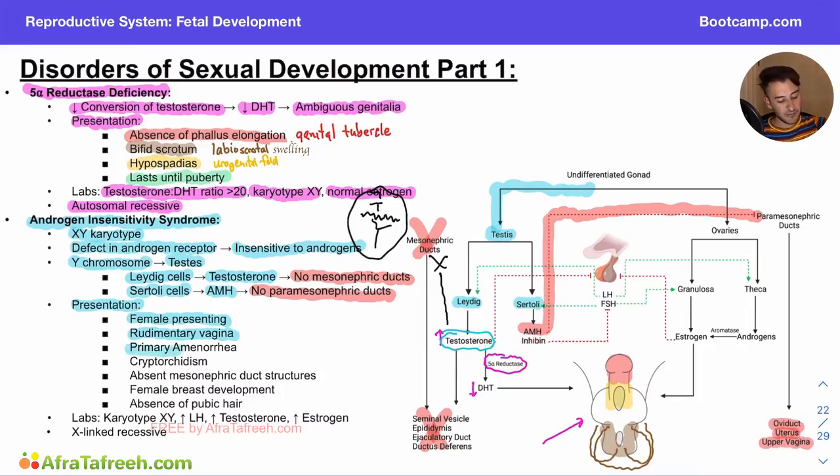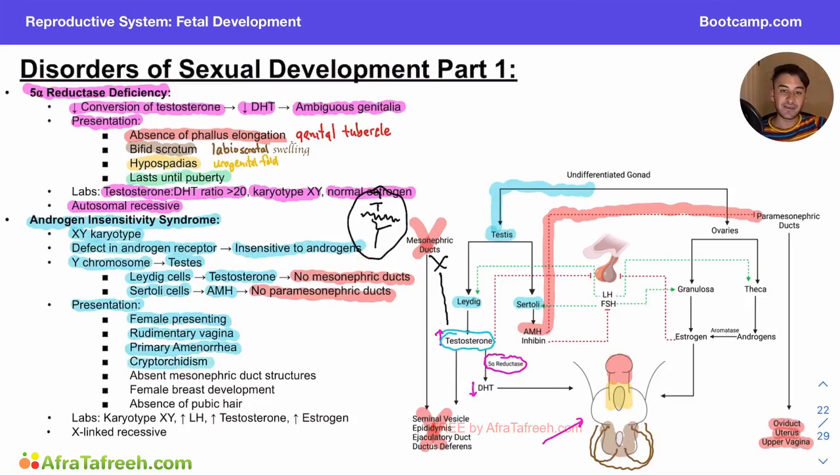Additionally, we're going to see primary amenorrhea. And why is this? Well, in order to have a menstrual cycle, you need to have a uterus. And if we look at our diagram here with the AMH leading to absence of paramesonephric ducts, we're not going to have a uterus. These patients are not capable of having a menstrual cycle. Next on our list is going to be cryptorchidism.